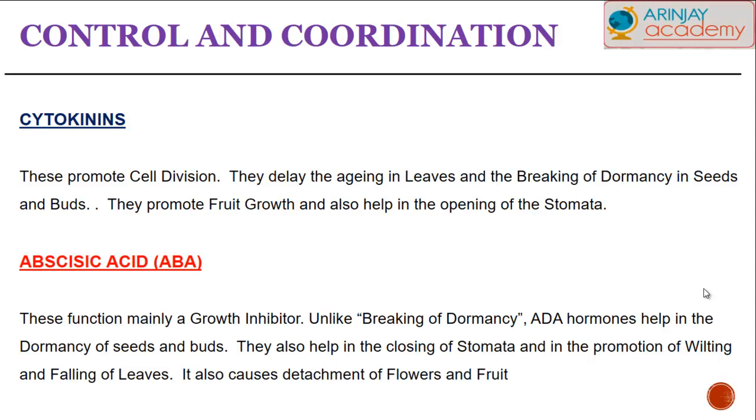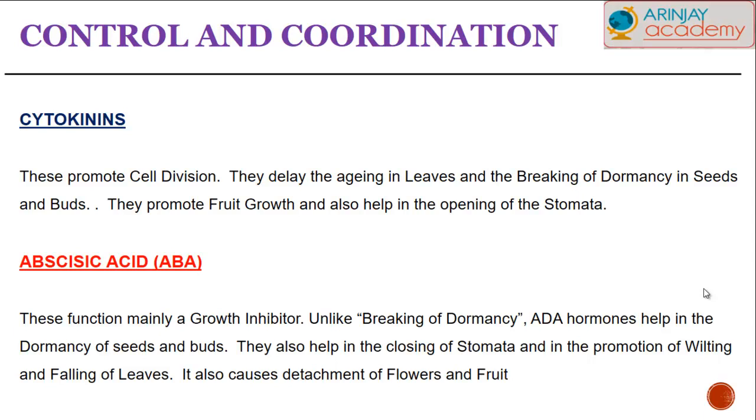They also delay the aging in leaves and promote the breaking of dormancy in seeds and buds. They promote fruit growth and also help in the opening of the stomata. The abscisic acid, ABA, are growth inhibitors. Unlike breaking of dormancy, ABA hormones help in the dormancy of seeds and buds.